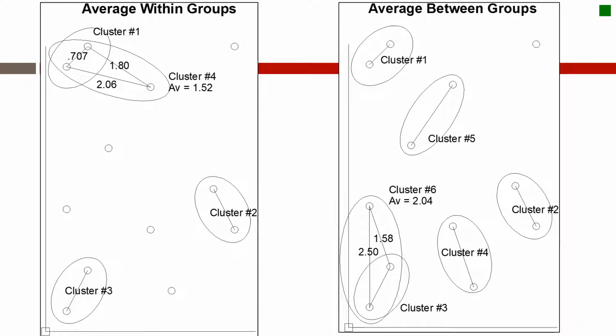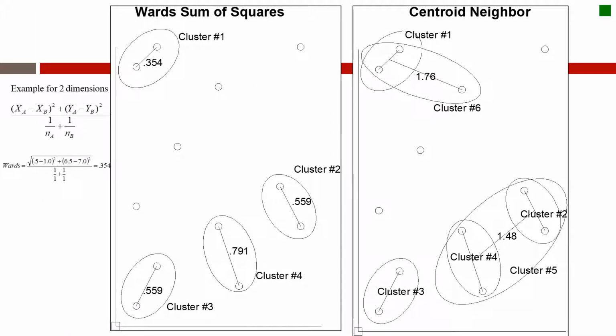Averages within and averages between groups. So we're looking for dissimilarities across groups here. We're looking for strong inter-item agreement in the average within group process. And then finally, we have the Ward's sum of squares, and then the centroid neighbor approach, where we take averages of small groups and compare them to the distances here.